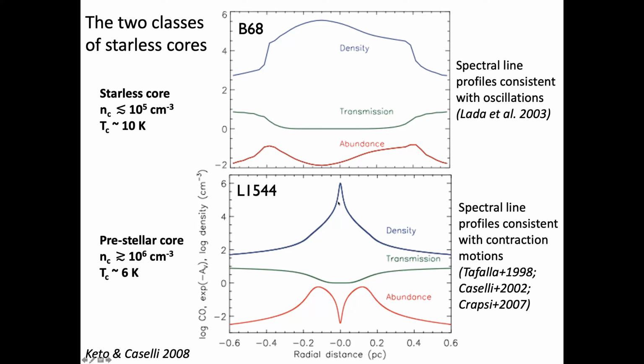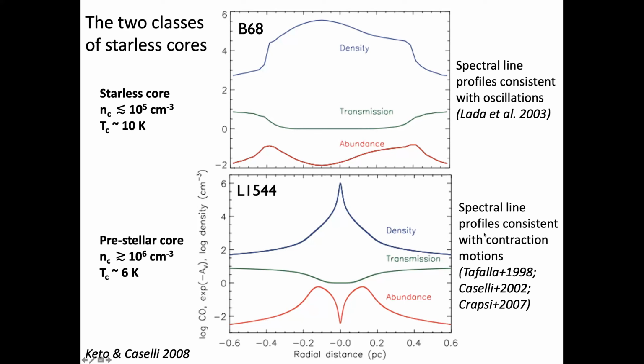When we get into this starless core with the central density enhancement, we are in the pre-stellar core regime. And here the difference is that the central density gets higher than 10 to the 5. We typically see 10 to the 6. And what we see is that the temperature keeps decreasing. So if you go to higher and higher densities, the central temperature drops to about 6 Kelvin.